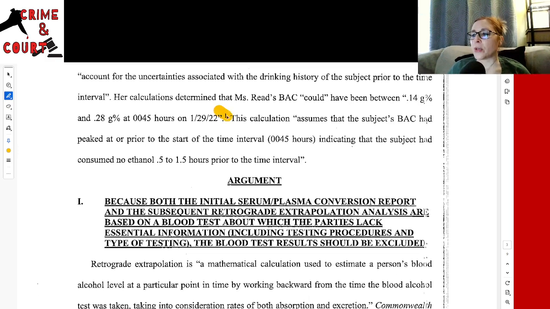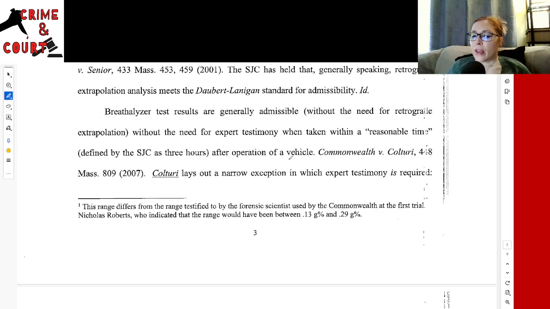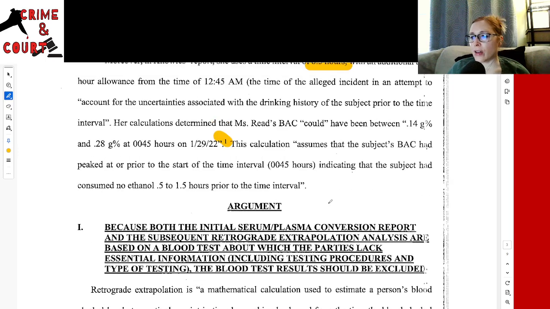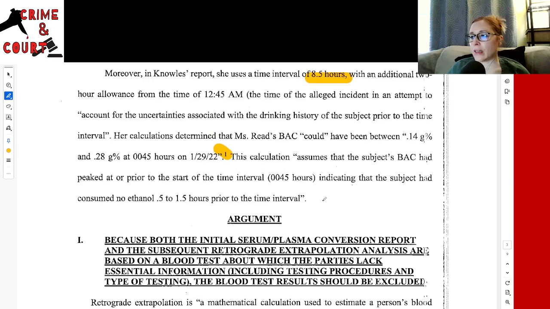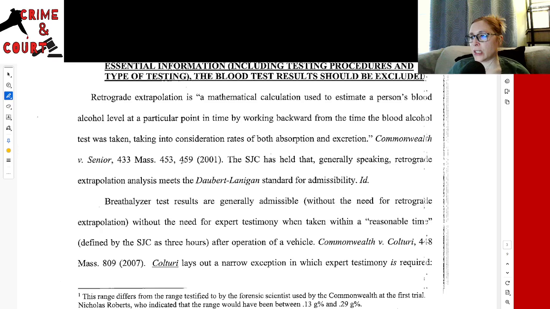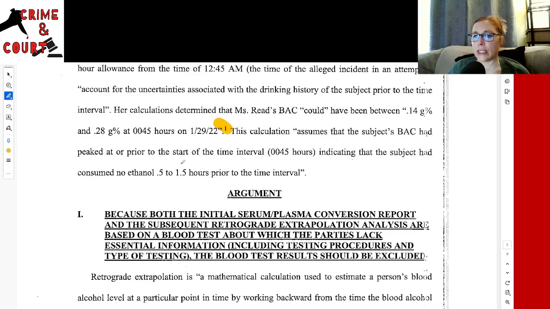On January 29th, 2022, this range differs from the range testified to by the forensic scientist used by the Commonwealth in the first trial, Nicholas Roberts, who indicated that the range would have been 0.13 to 0.29. So they're changing it now to say 0.14 to 0.28. It used to be 13 to 29, now it's 14 to 28.